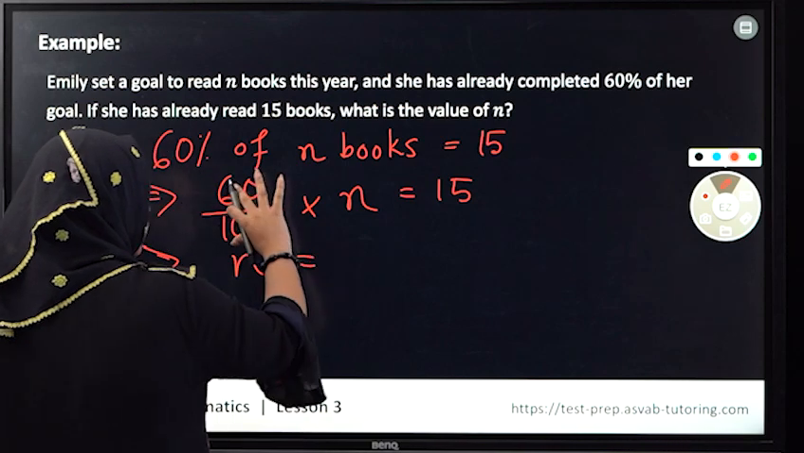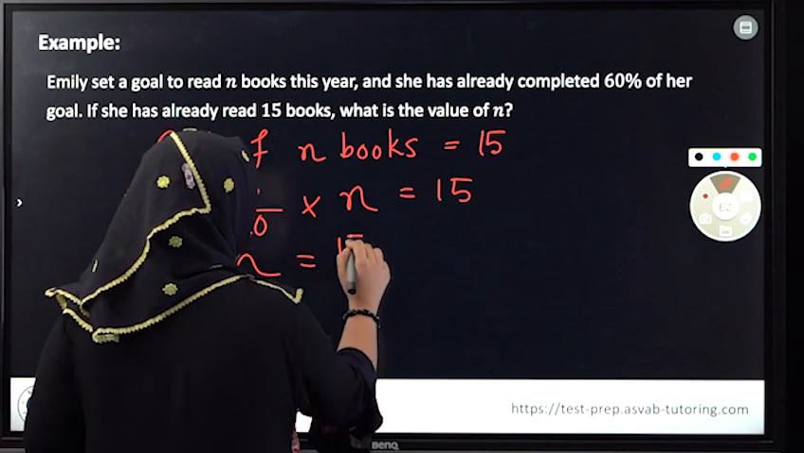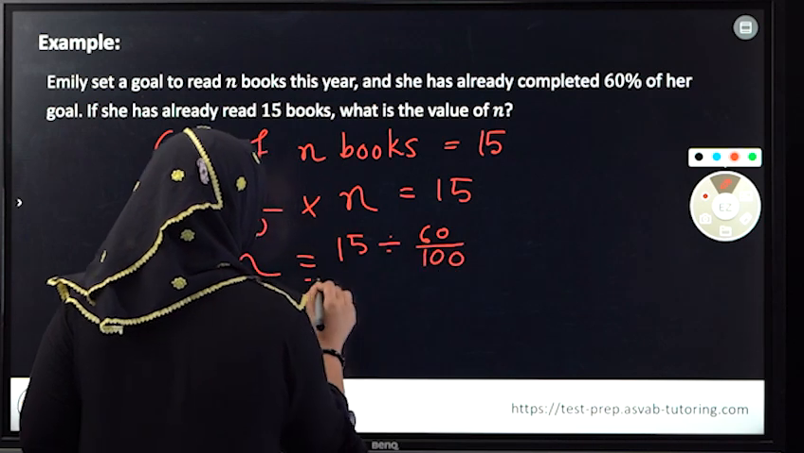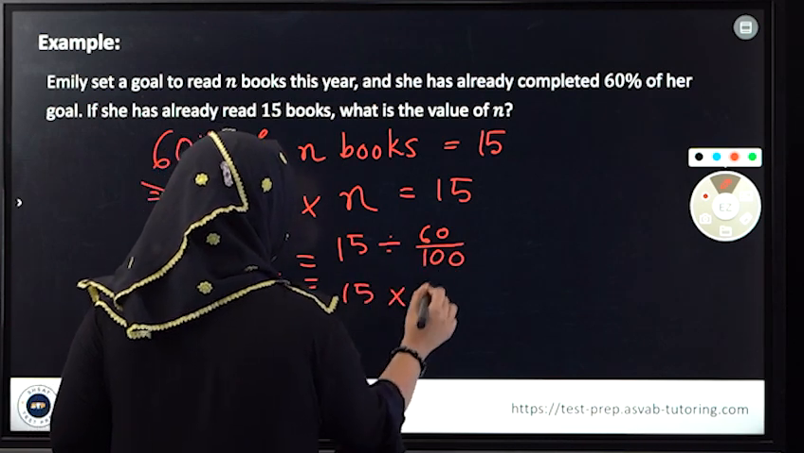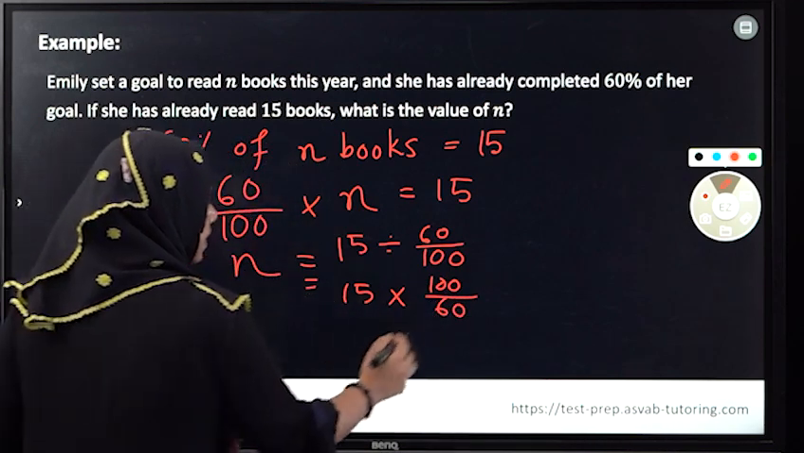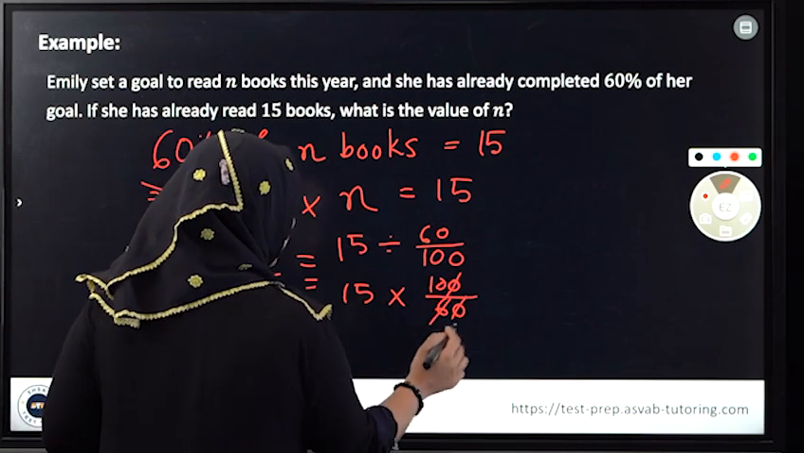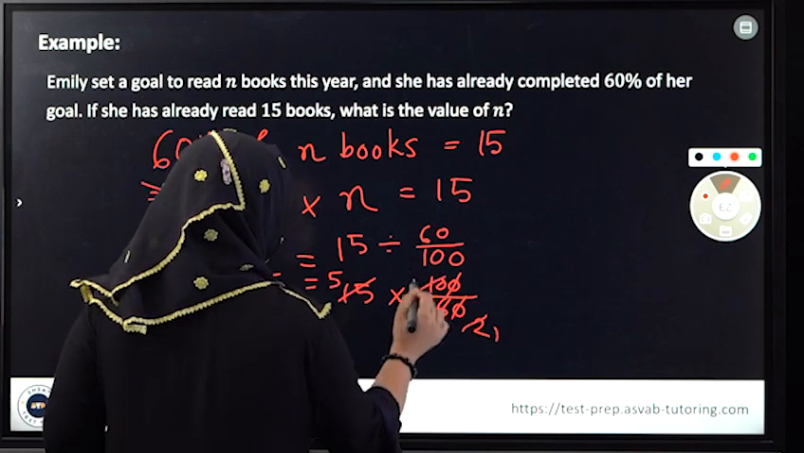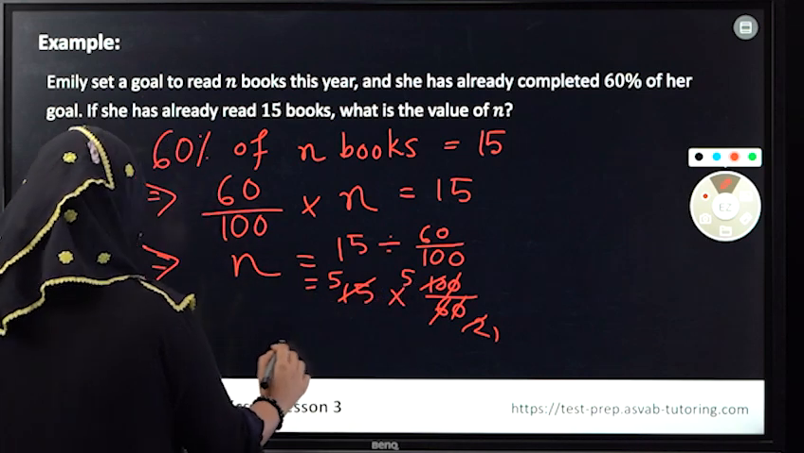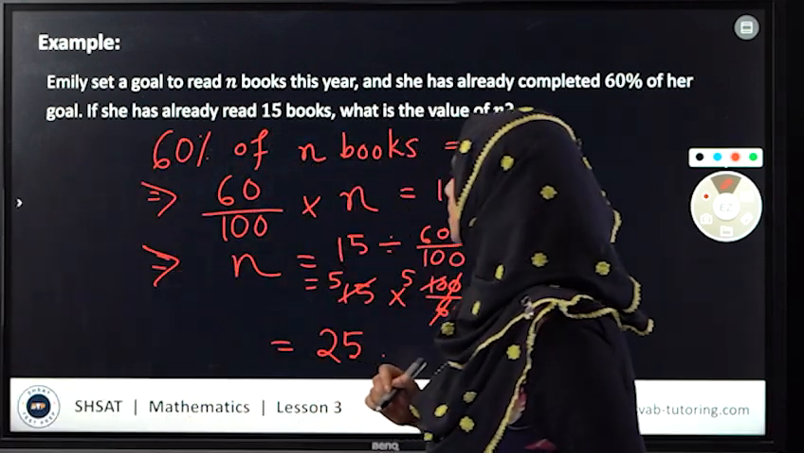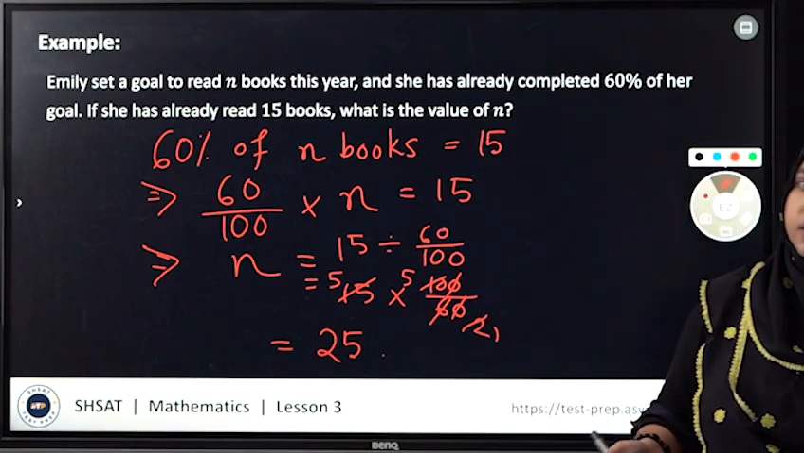Putting 60 over 100 on the other side gives me division, and as we already know from fractions, we can use the reciprocal. We can now simplify these out. We can do 3 times 2, 3 times 5, 2 times 1, 2 times 5. Now we have 5 and 5, which is 25. So 25 books was our goal to read this year.